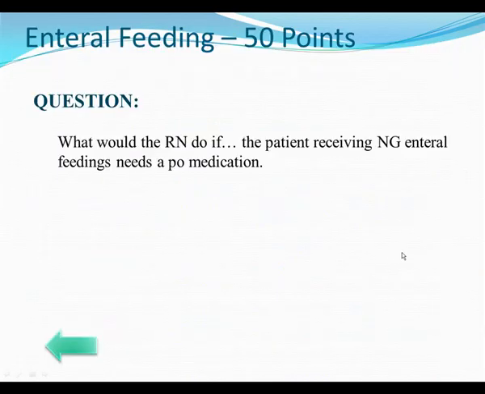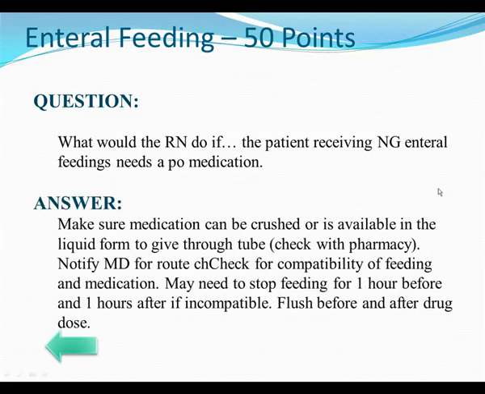Okay, and last but not least, what would the RN do if the patient receiving nasogastric enteral feedings needs a PO med? And we say this all the time. They've got an NG tube, they're getting feedings, and the MAR says, give such and such PO. You're like, well, okay, what am I going to do about that? Every now and then somebody can swallow something PO if they're getting like PEG tube feedings.